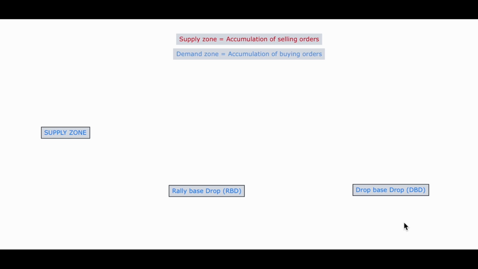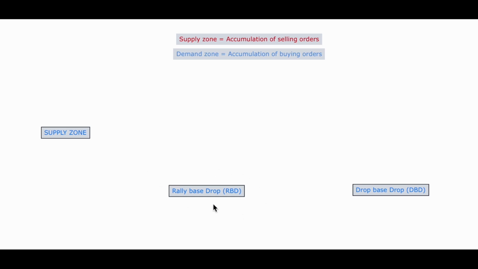In this video we are going to learn what supply and demand zones are and how to plot them together. First of all, what is a supply zone? A supply zone is a zone where we have an accumulation of selling orders, and a demand zone is an accumulation of buying orders. That means the supply zone is where we are going to sell, and the demand zone is where we are going to buy. So first of all, what does a supply zone look like?